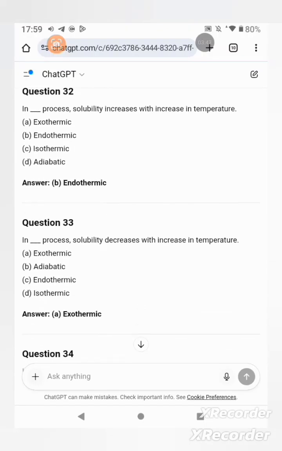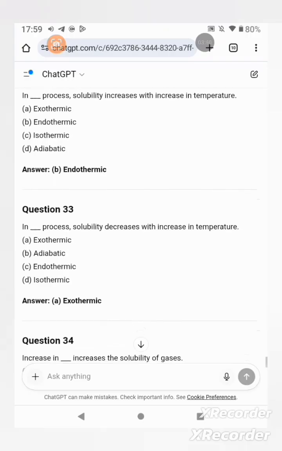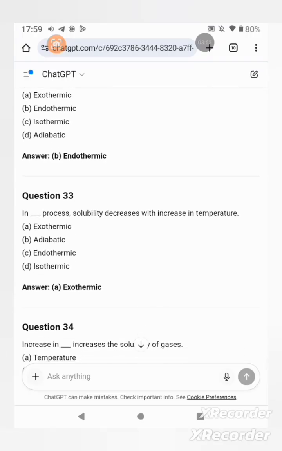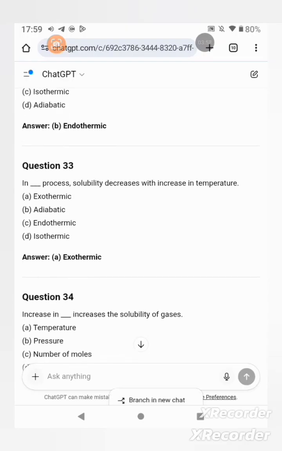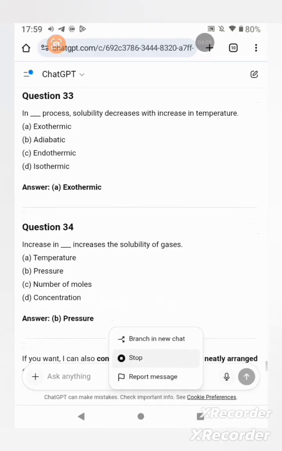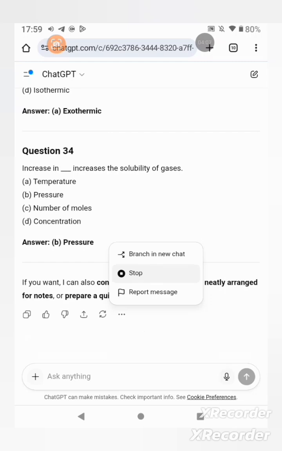Question 32. In a process, solubility increases with increase in temperature. A. Exothermic, B. Endothermic, C. Isothermic, D. Adiabatic. Answer: B. Endothermic. Question 33. In a process, solubility decreases with increase in temperature. A. Exothermic, B. Adiabatic, C. Endothermic, D. Isothermic. Answer: A. Exothermic.